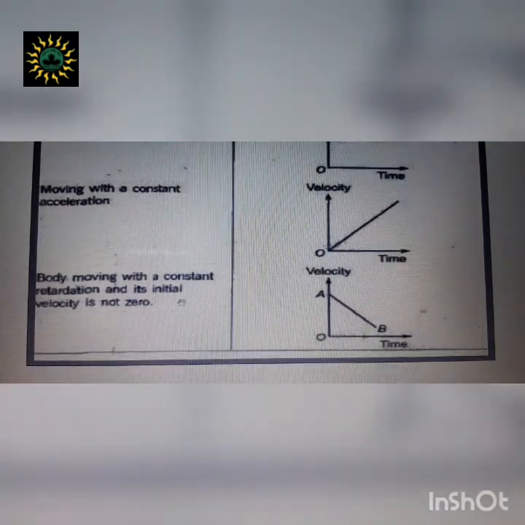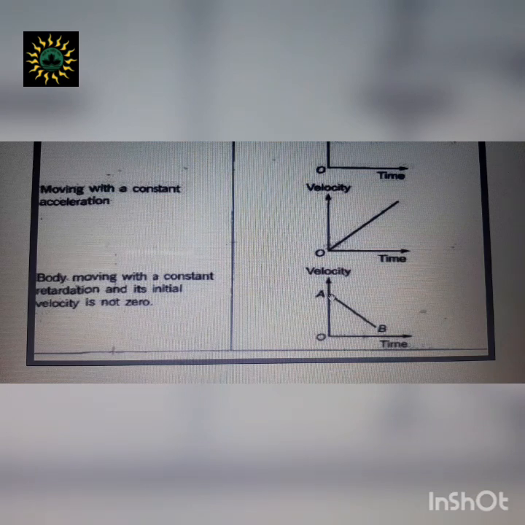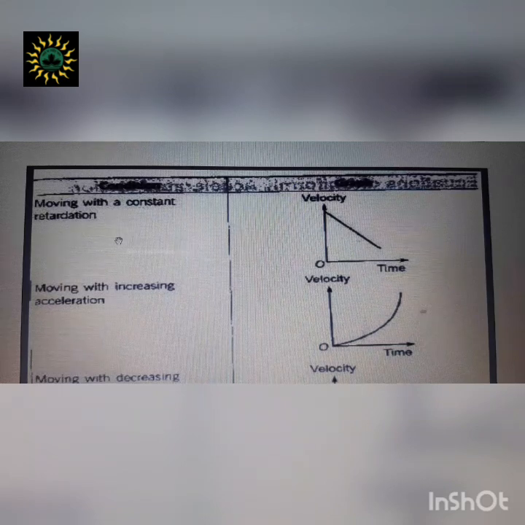And the body moving with constant retardation, when the initial velocity is not zero. So there is an initial velocity, we can see that. Now from the initial velocity, the velocity changes but it is decreasing with respect to time at a constant rate. Now this graph is also the same.